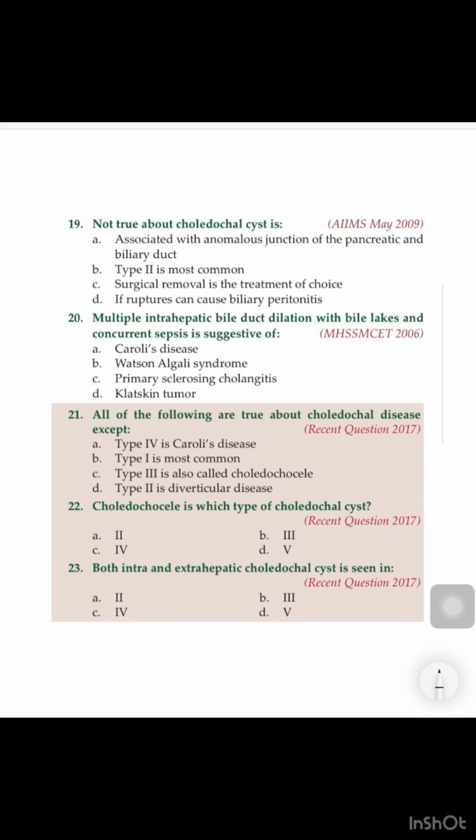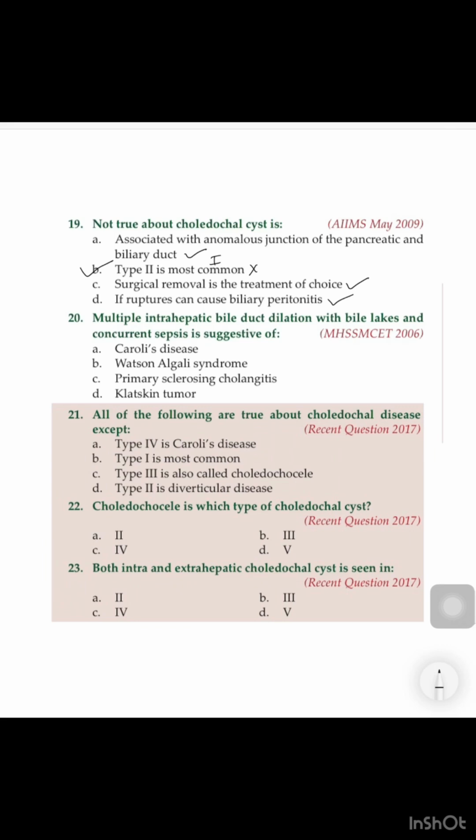Not true about choledochal cyst: it is associated with anomalous junction of the pancreatic and biliary duct. Yes. Type 2 is most common. No, it is type 1. Surgical removal is the treatment of choice. Yes, that's a true statement. If it ruptures, it can cause biliary peritonitis. Yes. So the correct option is B.